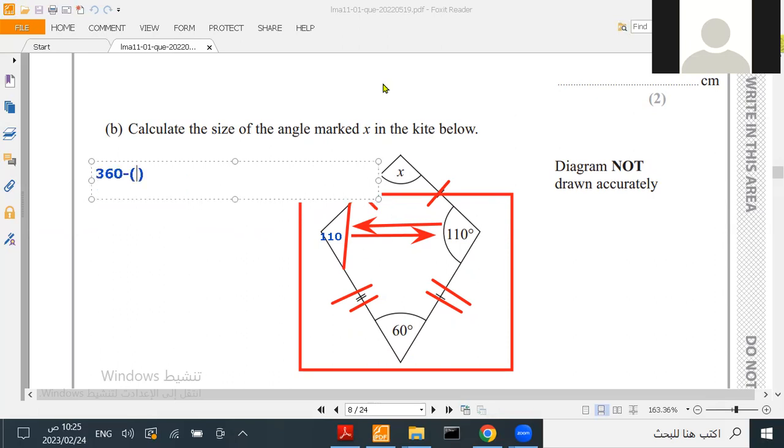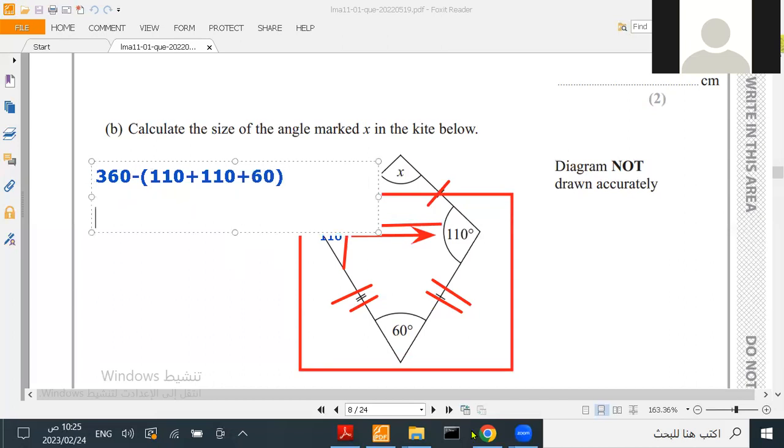Not that small. Make it 21. Okay, I have 110, plus 110 again, and then plus 60 to get the answer. So it's equal to what? I can use a calculator with this question. So what did we do? We focus on the steps.